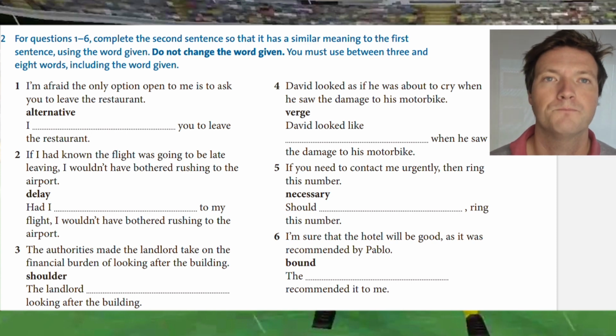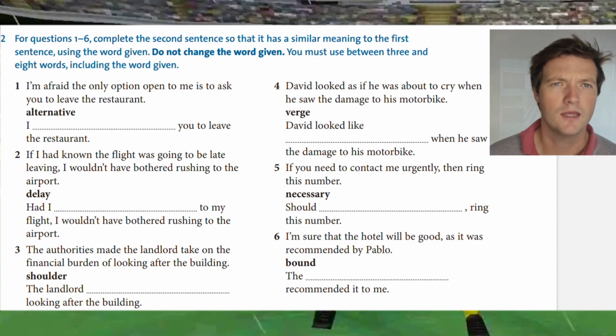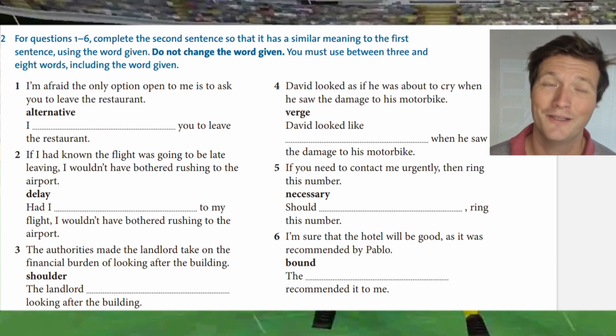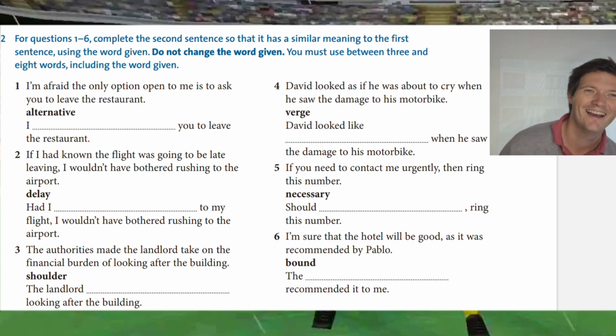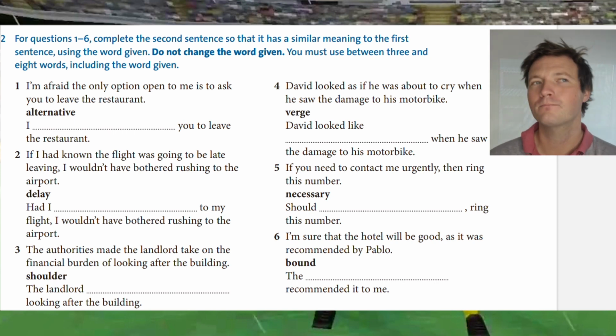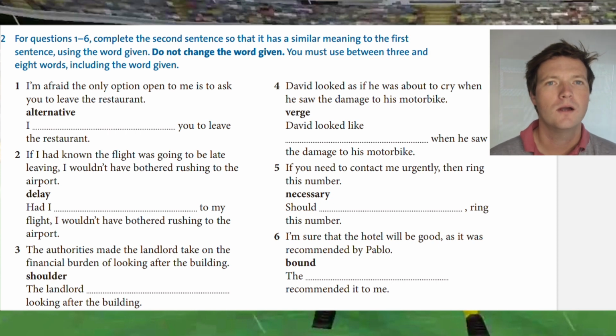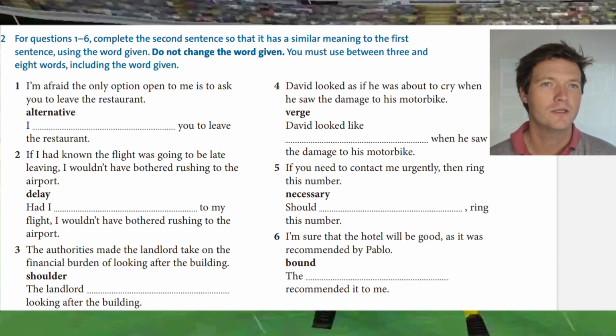Let's get started. Number 1 says, I'm afraid the only option open to me is to ask you to leave the restaurant. Has anyone ever said that to you before? You should be ashamed of yourselves. I, alternative, you to leave the restaurant. So there's nothing else I can do.